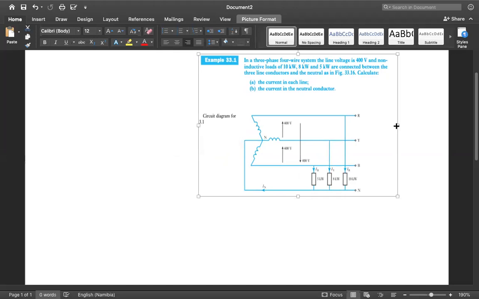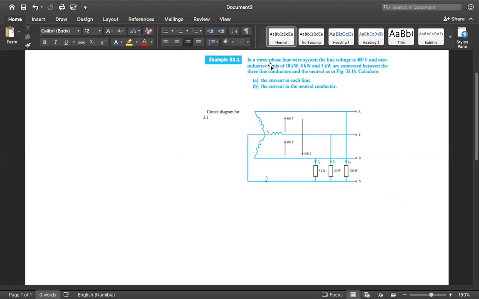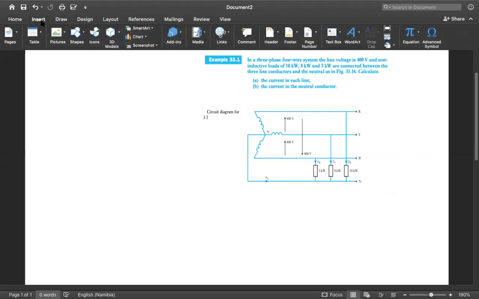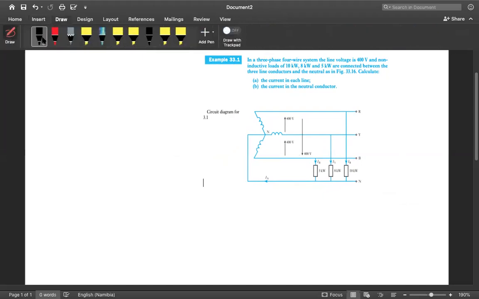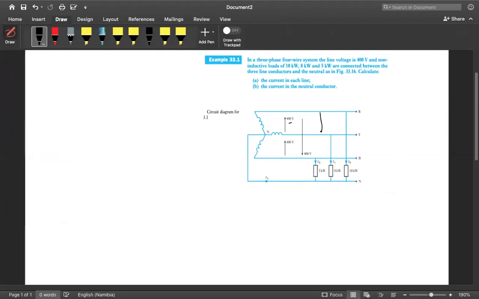So this is the question that we have in use. In a three-phase 4-wire system, the line voltage is 400 volts. So we are told that our line voltage is 400 volts. The voltage between this line here is 400, and also between this one, and also between that one, as they've shown here.